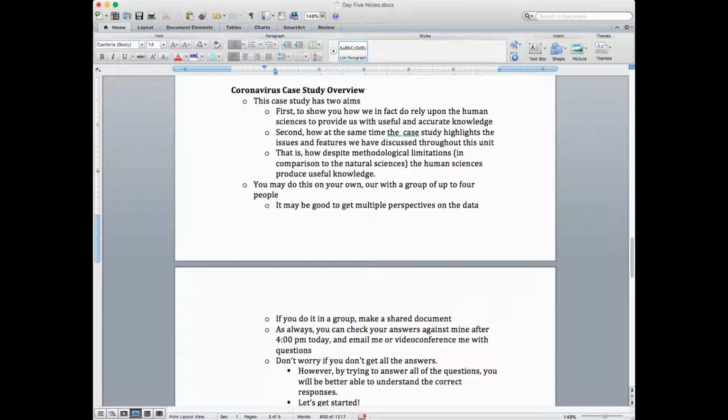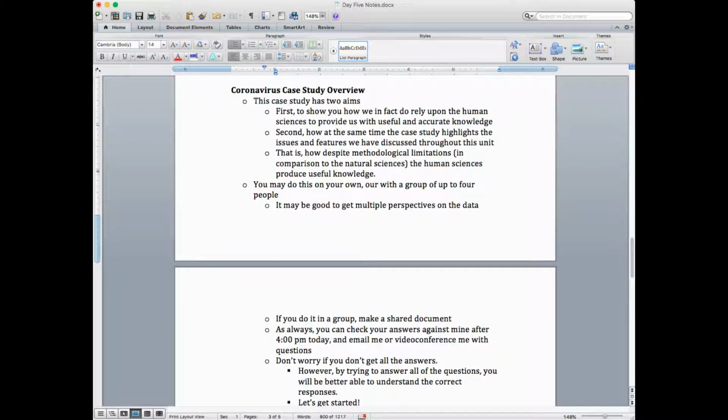Again, our study has two aims. First, the part we're going to do right now is to show you how we, in fact, do rely upon the human sciences, and they do provide us with useful and accurate knowledge. After that, the second part, we're going to tie in more to the TOK part, the methodology part. We want to learn how, at the same time, this case study highlights the issues and features that we've discussed throughout the unit. That is, how, despite some of the limitations we've noted, the human sciences do succeed in producing useful knowledge.